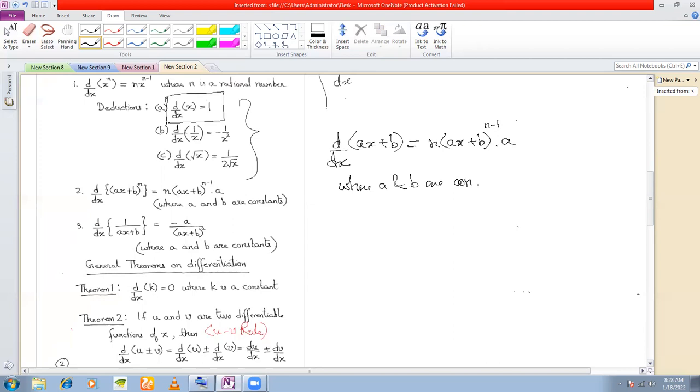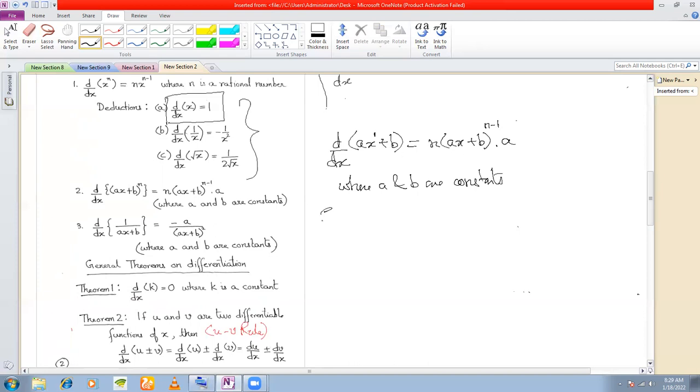Remember, as I told you, there are certain standard notations for constants. A and b are the standard notations for constants. In calculus, we normally don't use a and b for variables. Okay, so d/dx of ax plus b is a linear polynomial where the power of x is 1. In this case, we can apply this formula.